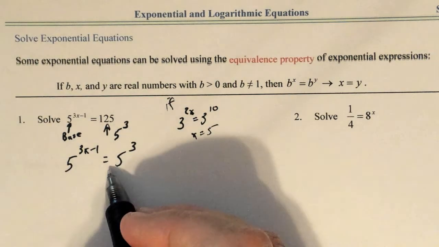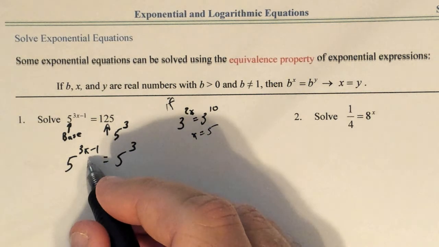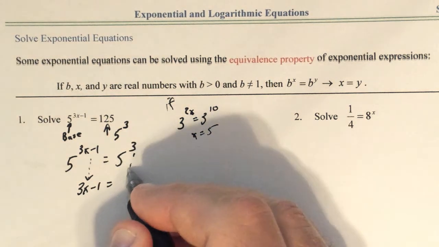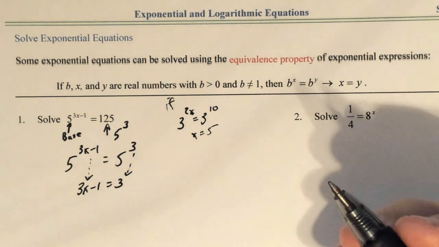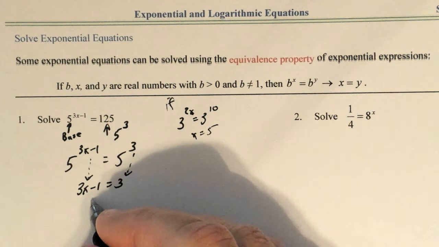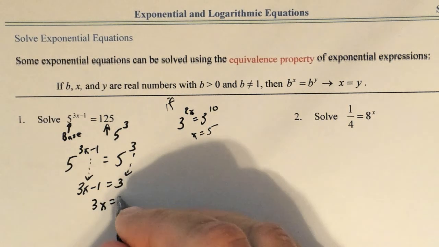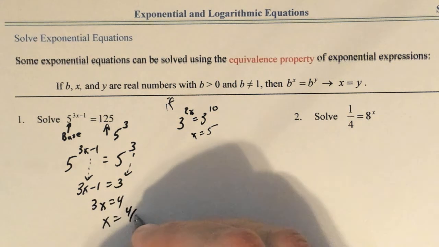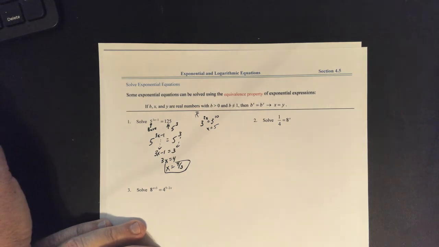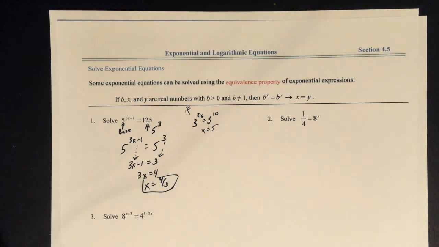So since the bases are the same, all I have to do is take the exponents and set them equal to each other. Once you get them the same base, then I can solve this. I have 3x is equal to 4, or x is equal to 4/3. And that is going to be the answer of this problem.